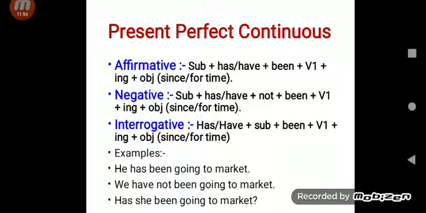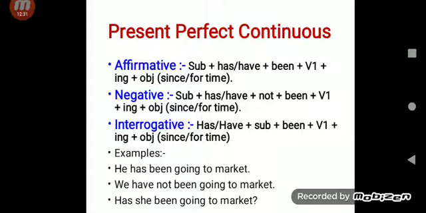Now examples. He has been going to market. Here, he is a subject, has is an auxiliary verb, been, then go is the verb's first form plus ing, and then to market is the object. As there is no time given, there is no need to use either since or for.